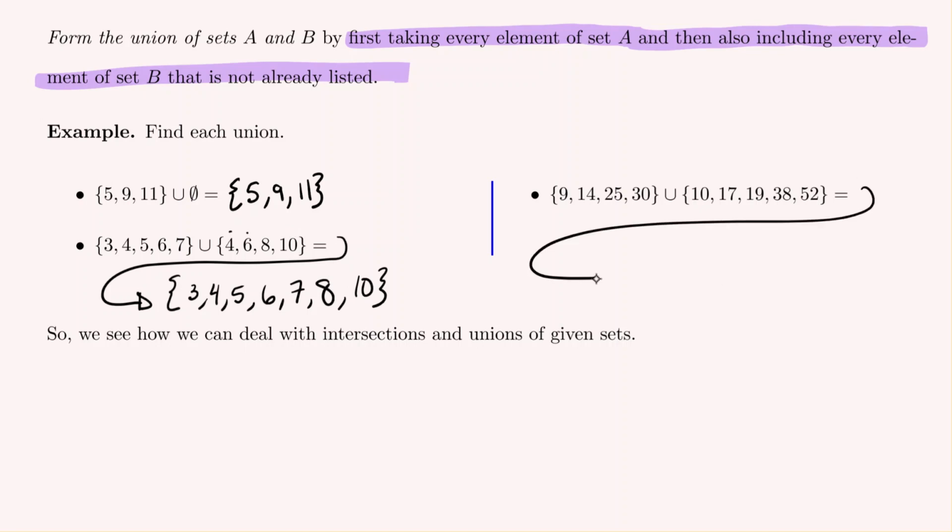For our next example, I write down everything in the first set, and then I add anything that has not already been included in the second set. So 10 wasn't, so I include 10. 17 wasn't, I include 17. 19 wasn't, neither was 38. Or 52, and then I close the brackets.